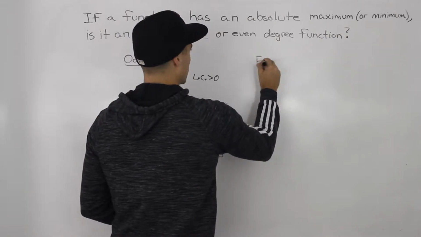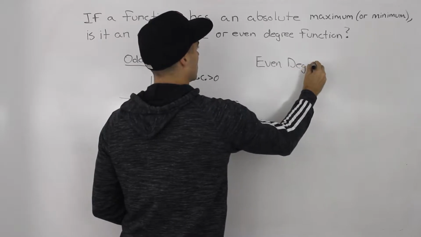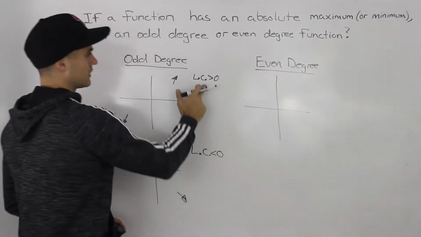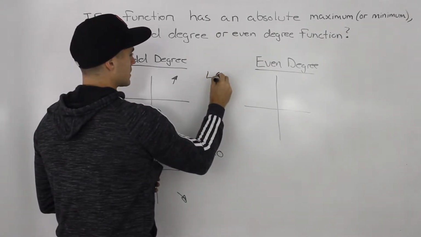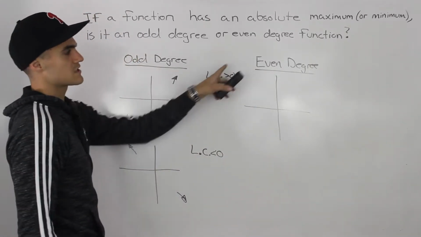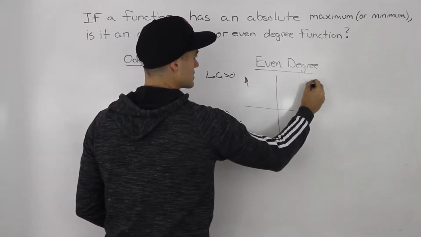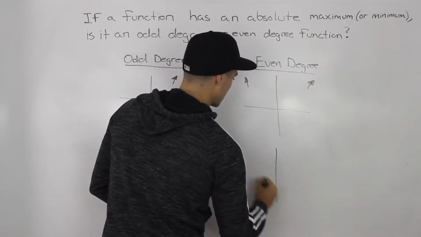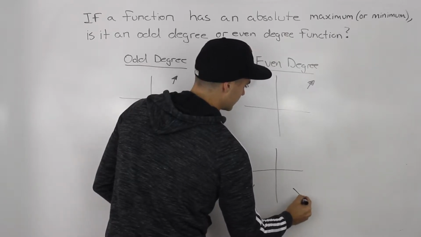And then let's do the same thing for an even degree function. Okay, so an even degree function, if the leading coefficient is positive, so we'll put that more in the middle. So basically, this is for both of these graphs. If the leading coefficient is positive and it's an even degree, end behaviors are like this. And then if the leading coefficient is negative for an even degree, end behaviors are like that.